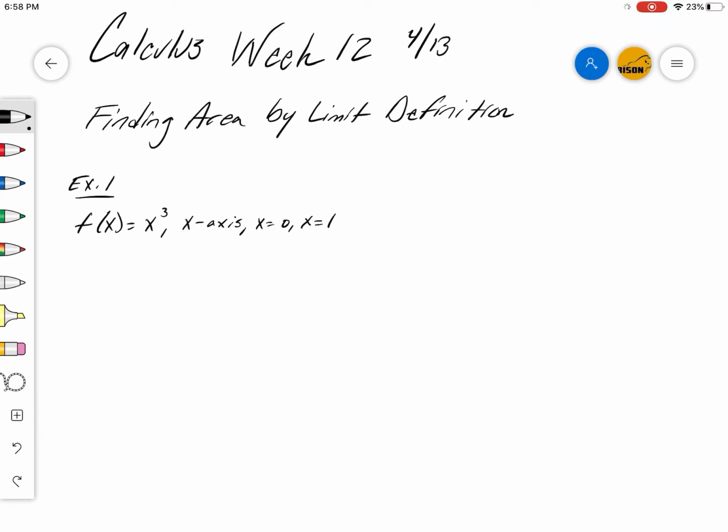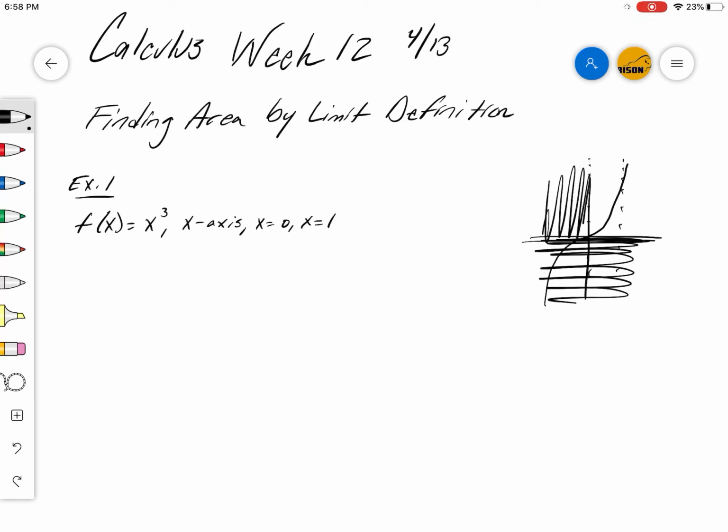So example 1 here, let me give you a little picture of what this might look like. If you have a graph, x cubed looks like this, but it says we're bound by the x-axis, so it's only above. And then it says the line x equals 0 and x equals 1. So it's really just like none of this, none of this, and none of this. It's only that little area right there in between, if you can kind of tell from my picture. Let me draw it a little bit better. It's a shape about like this.